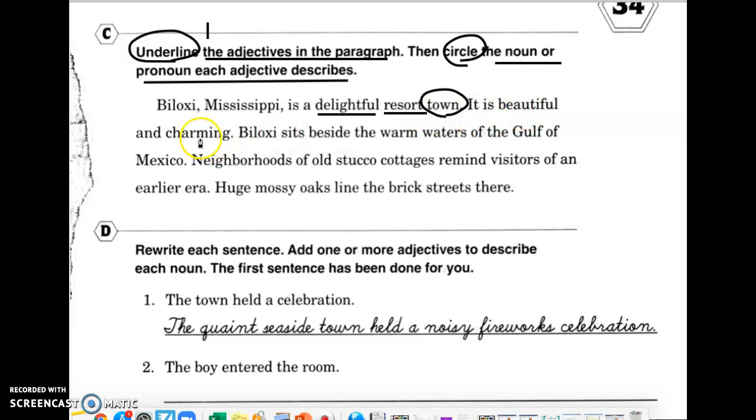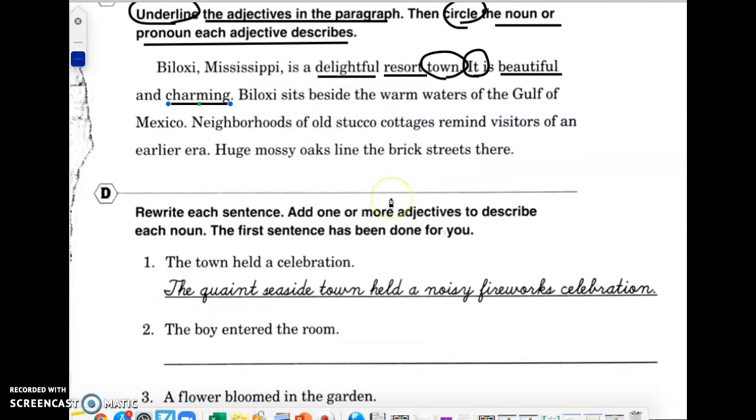It is beautiful and charming. Okay, it is beautiful and charming. I need to underline the adjectives. Okay, so it is what is being described in this sentence. And it, I know, is being described as beautiful, and it's being described as charming. Our adjectives for it in this instance are beautiful and charming. Continue down through the rest of these sentences.